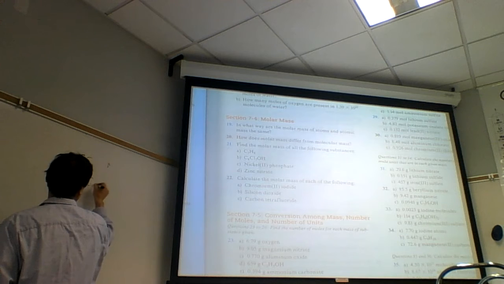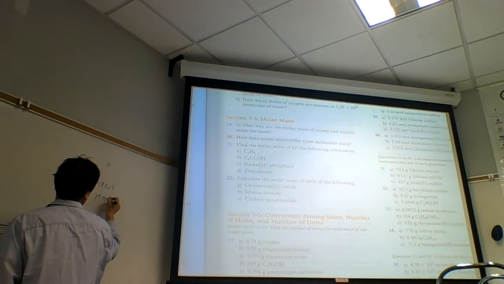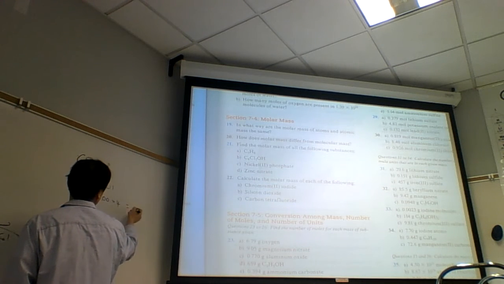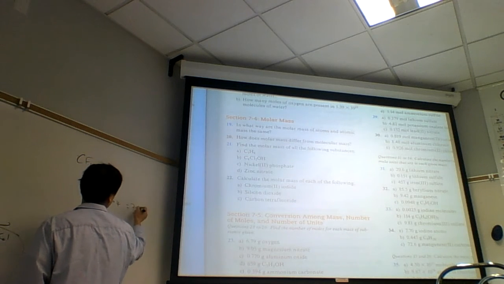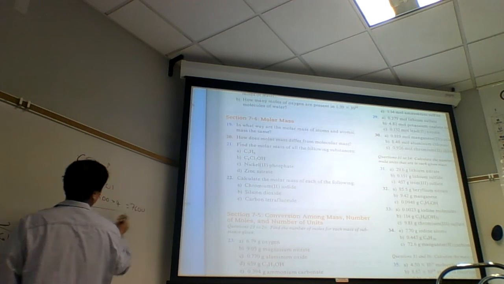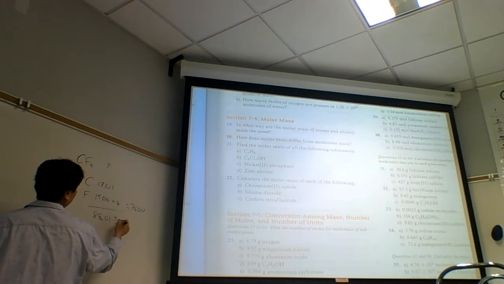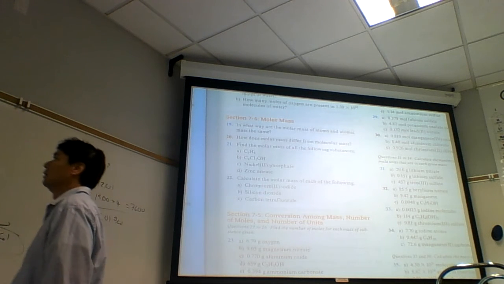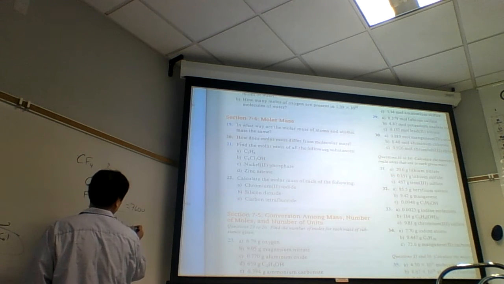CF4. Carbon is 12.01. Fluorine is 19.00 times 4. So 19 times 4 is 20 times 4 is 80 minus 4 is 76. So it's going to be 88.01 grams per mole. This is grams per mole of molecules. And so we have molecular mass.